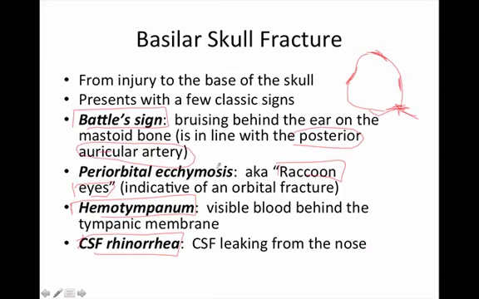Periorbital ecchymosis means bruising around the eyes, raccoon eyes. Now this is indicative of an orbital fracture, right? A fracture of that orbital bone. Hemotympanum: when we look into the ear, we're going to see blood behind the tympanic membrane. And CSF rhinorrhea is CSF leaking from the nose. So that presents as a clear fluid leaking out of the nose. That indicates that we have a fracture of that nasal region. Okay, very important that we recognize clear fluid leaking from our patient's nose.